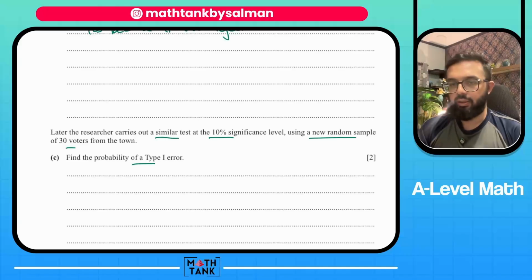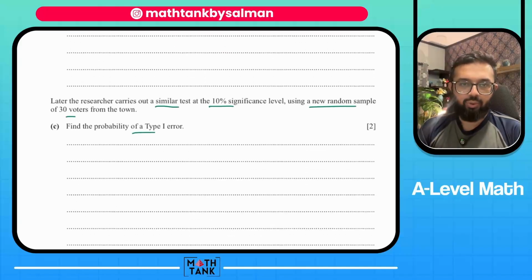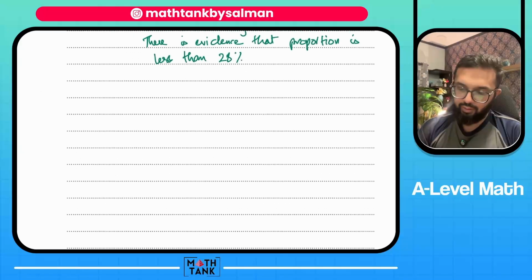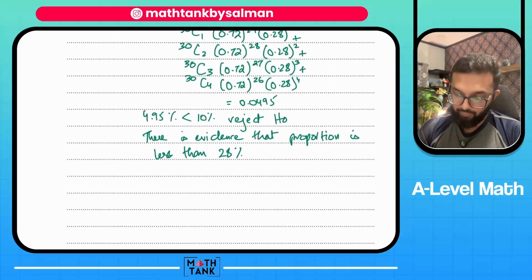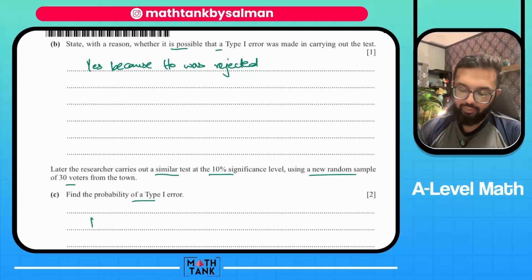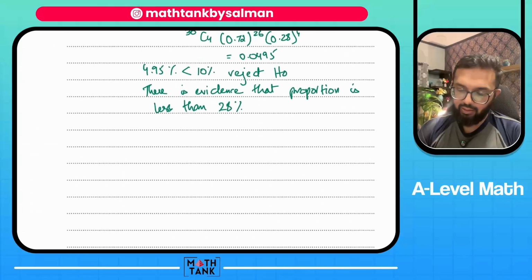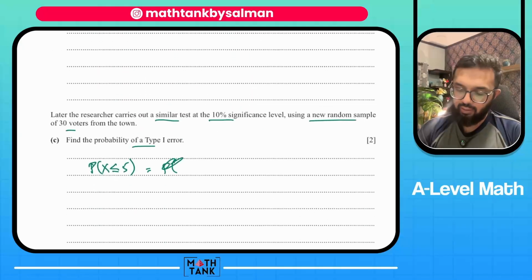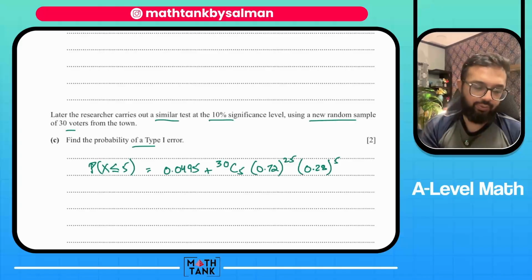Okay, so a type 1 error is always found using trial and error. So I'm going to start trying. I have already calculated the probability of x less than or equal to 4. I'm going to go to x less than or equal to 5. So I'm going to take the probability I calculated, 0.0495, and add the probability of 30C5 × 0.72^25. Yeah, the size of the sample is the same, so I can just do this.